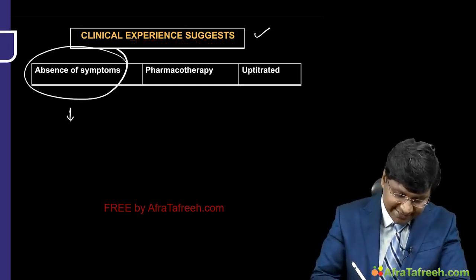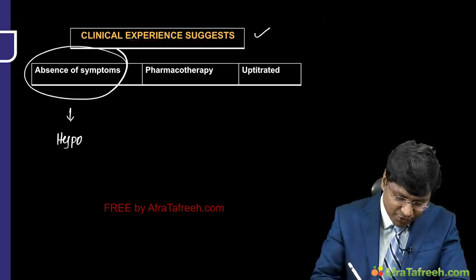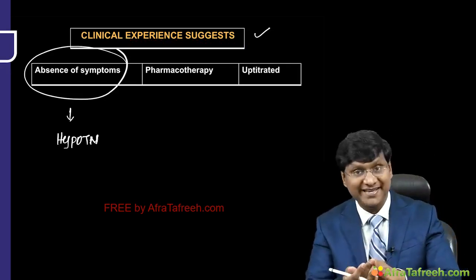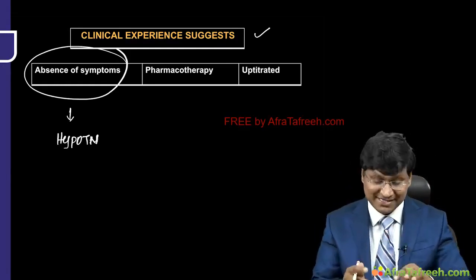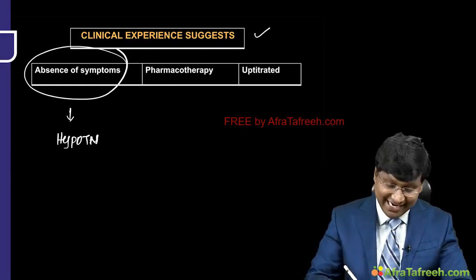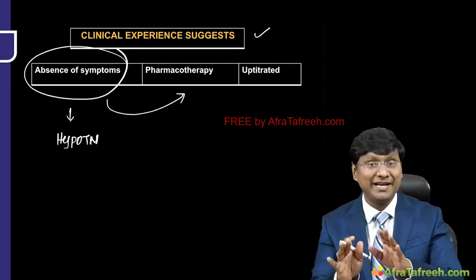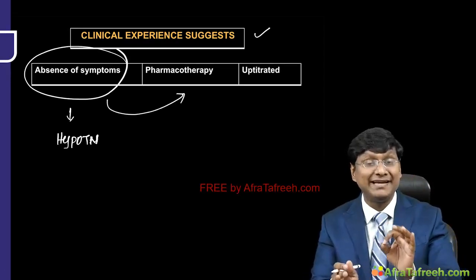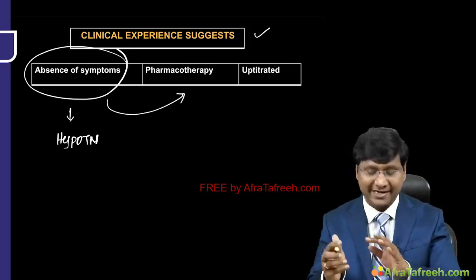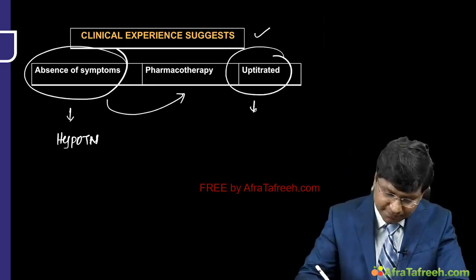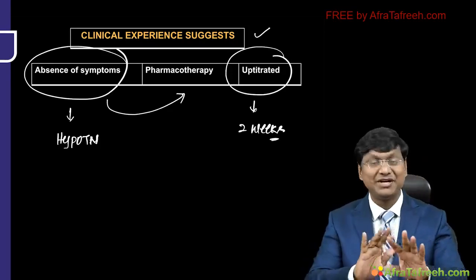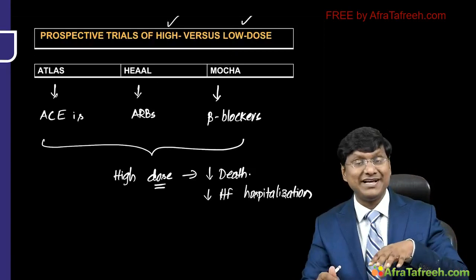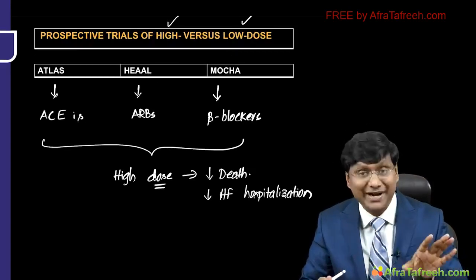What are those? That is absence of symptoms due to hypotension. What would be the symptoms due to hypotension? Fatigue and dizziness. So the absence of the symptoms suggests that pharmacotherapy may be uptitrated. You have to uptitrate this dose every 2 weeks. That means you are giving a high dose. According to these trials, what we have discussed, you have to give a high dose.